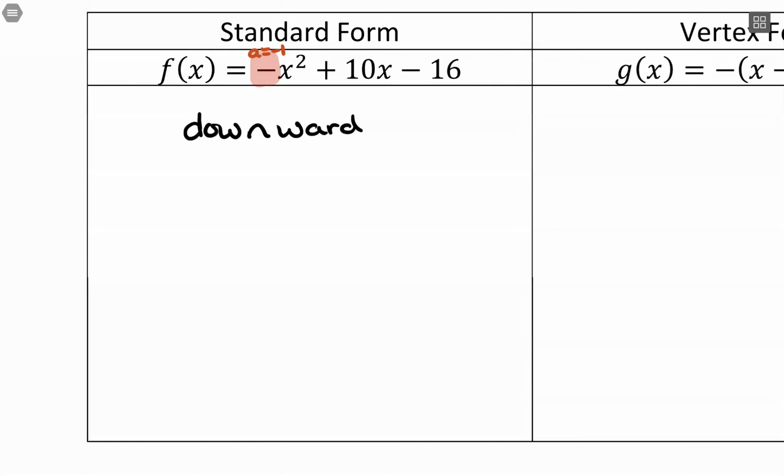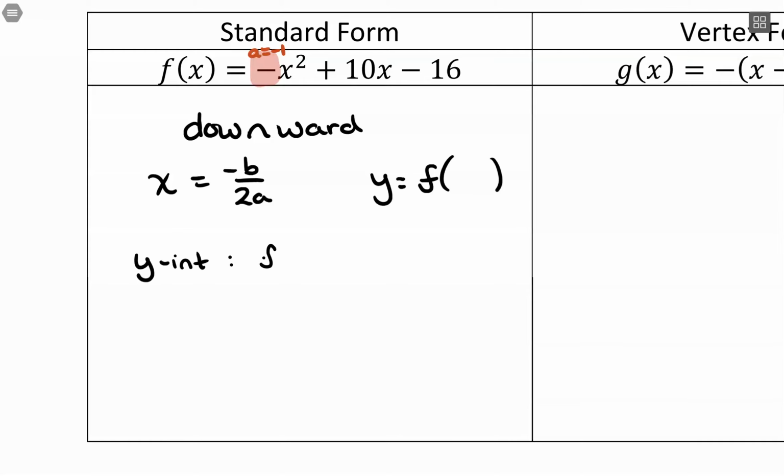If I wanted to find the vertex, then I could use my x equals -b over 2a, and then I could find y by looking at f of that value. So a little work to do there, but we can compute it. For the y-intercept, we would look at f of 0. Actually, we can see the y-intercept pretty easily here, because when you're in standard form, that ax squared and bx will disappear when you plug in 0. So really your y-intercept is your value for c. So we'd have this point 0, -16.